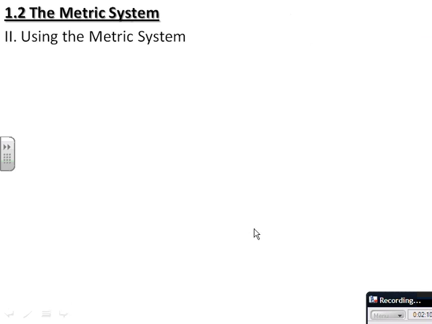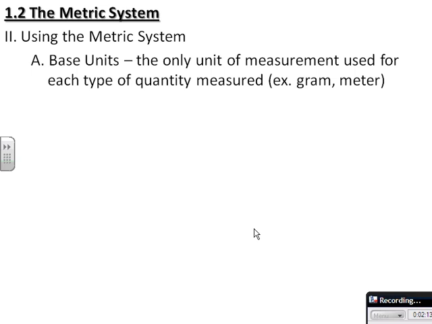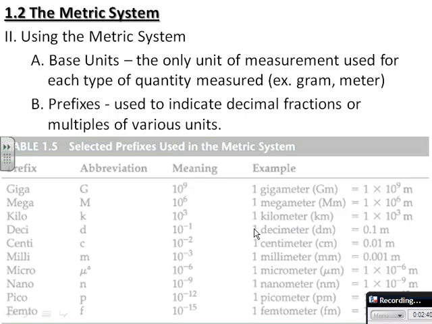Now, using the metric system, as we mentioned, the metric system works on a series of base units. And there's only 1 unit of measurement for each type of quantity measured. In other words, for length, you can only use the meter. For volume, you can only use the liter. And to measure mass, you would use the gram. Now, to each of those base units, you can increase or decrease by means of 10 by adding a prefix.